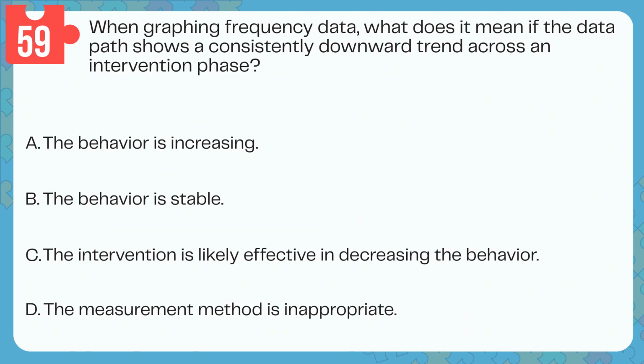Question 59. When graphing frequency data, what does it mean if the data path shows a consistently downward trend across an intervention phase? A. The behavior is increasing. B. The behavior is stable. C. The intervention is likely effective in decreasing the behavior. D. The measurement method is inappropriate.